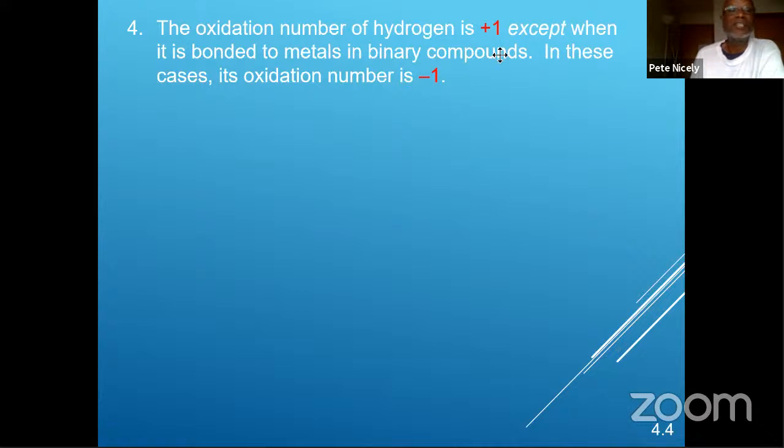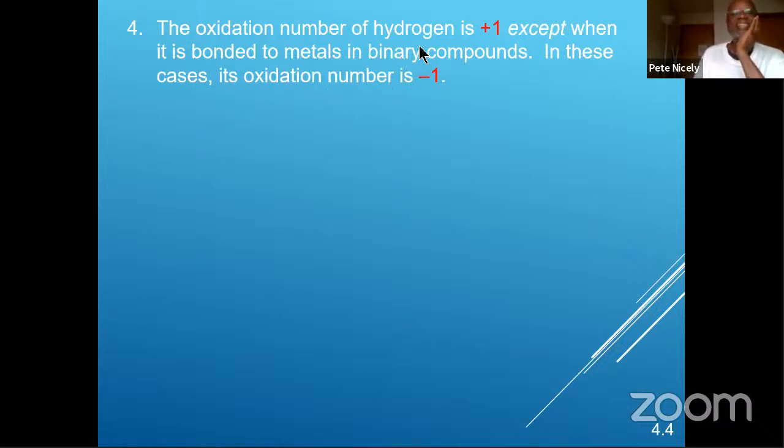4 talks about hydrogen, another specific rule, specific for a particular element, in this case, hydrogen. The oxidation number of hydrogen is +1 in most compounds, except when it is bonded to metals in binary compounds. And, you know, come to think of it, this is not 100% covering everything, but I'll leave that for the time being. In these cases, its oxidation number is -1.